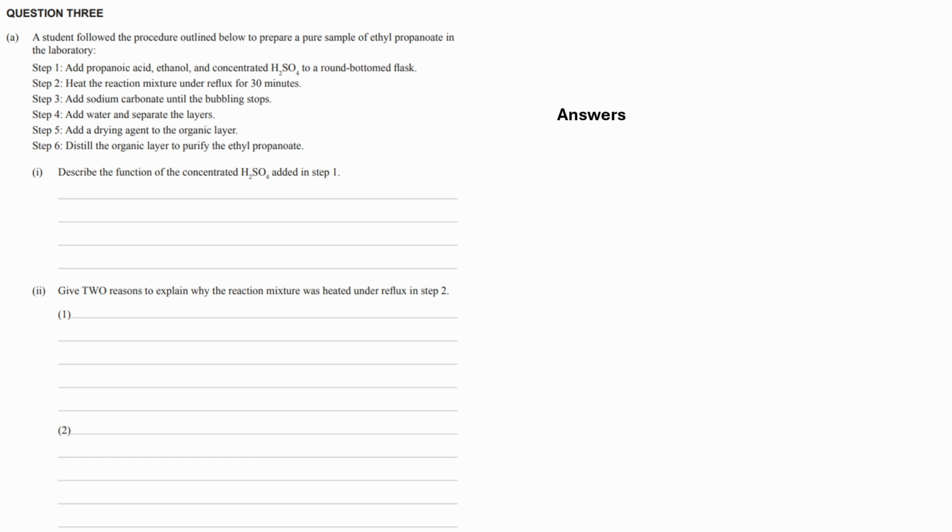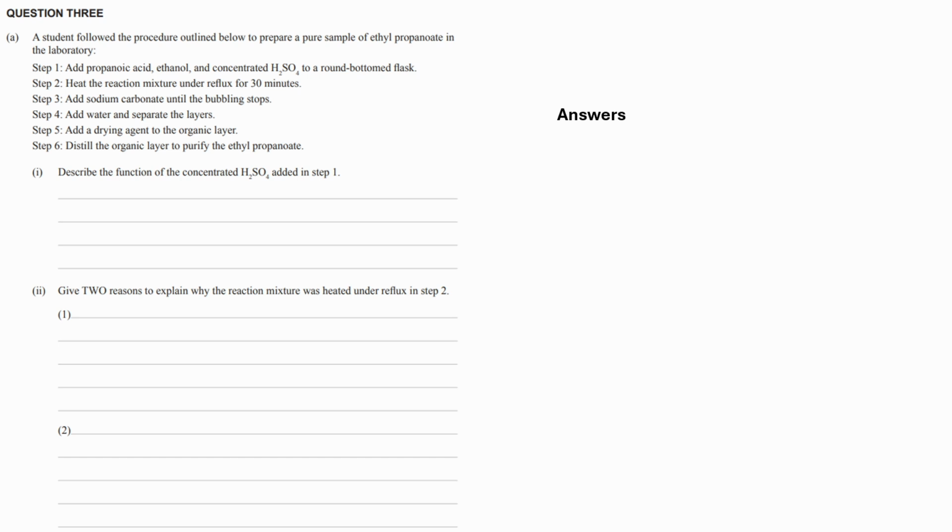Step 1, add propanoic acid, ethanol, and concentrated sulfuric acid to a round bottom flask. Step 2, heat the reaction under reflux for 30 minutes. Step 3, add sodium carbonate until the bubbling stops. 4, add water and separate the layers. 5, add a drying agent to the organic layer. And 6, distill the organic layer to purify the ethyl propanoate. Okay, describe the function of the H2SO4.